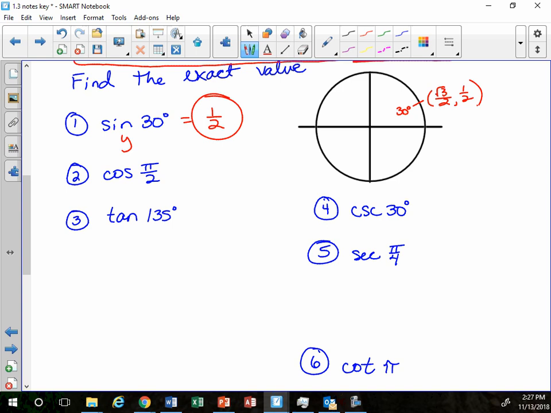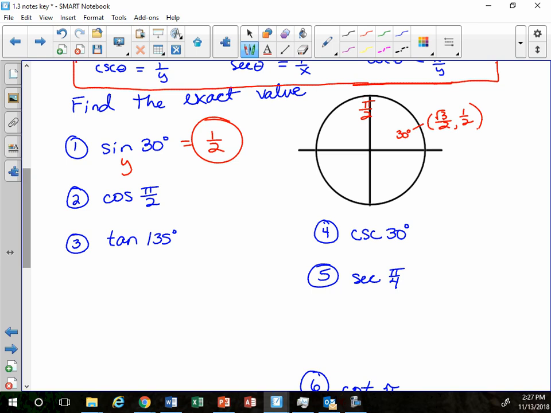All right. Pi over 2 is up here, right? What's my ordered pair up there? 0, 1. Okay, it's cosine. Do I want the x or the y? X, which is 0. I mean, we said it before. He's just a step ahead.